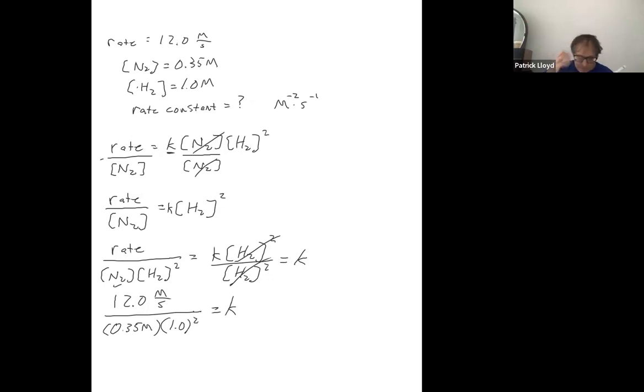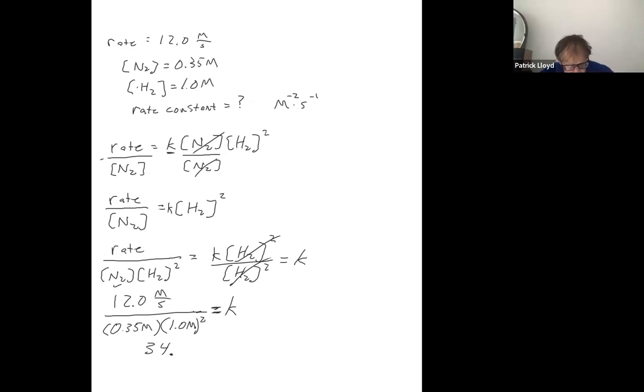All right, so now, I forgot the units. Okay, so now all we have to do is plug those numbers in and we should be okay. So 12 divided by 0.35 divided by 1.0 squared, well, that just comes out to 34. 2 significant digits. We'll put a decimal point on the right just to indicate that that's where the decimal is.